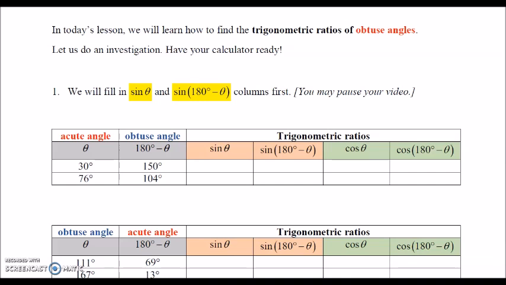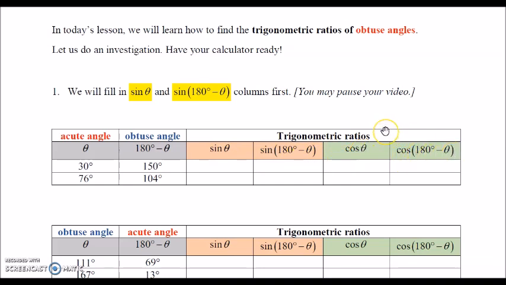So for today's lesson, we will learn how to find the trigonometric ratios of obtuse angles. But first, maybe we can do a small investigation over here, but I'll need you to have your calculator ready with you. Right here, I have a table. I have indicated an acute angle and have also found out its corresponding obtuse angle in my first table over here. What I aim to derive at the end of the investigative activity is to find the relationship between sine theta and sine of 180 degrees minus theta, cosine theta against cosine of 180 degrees minus theta.